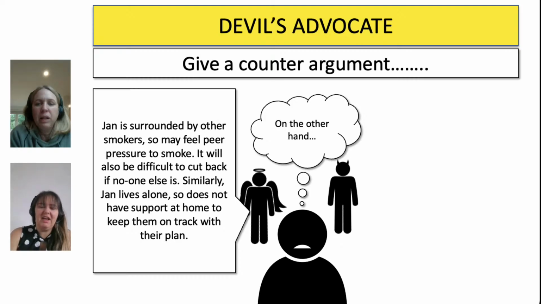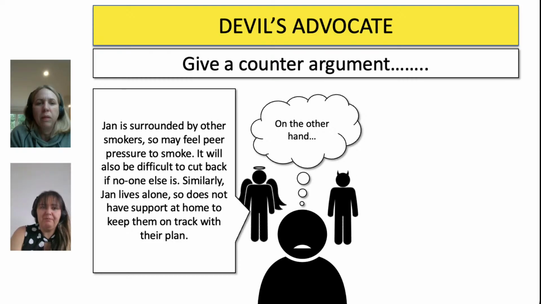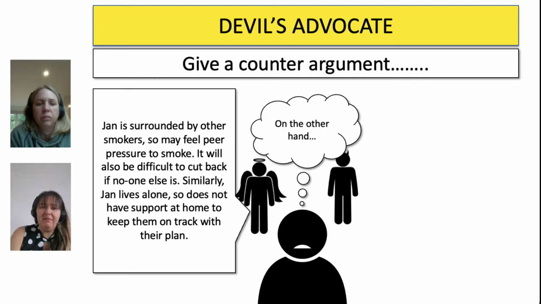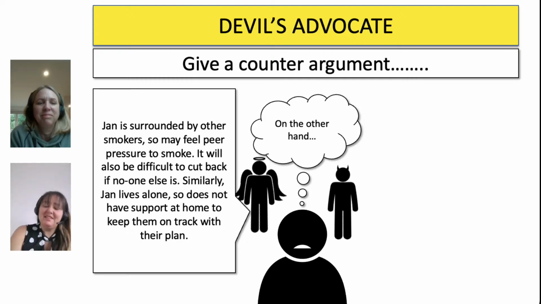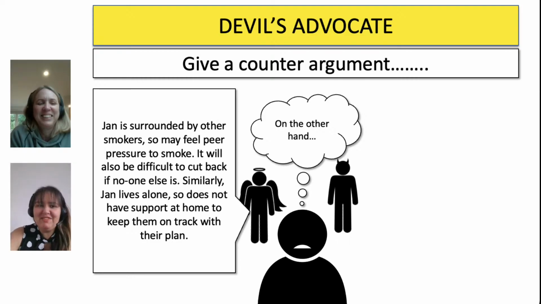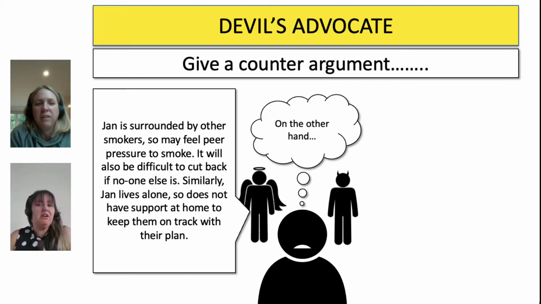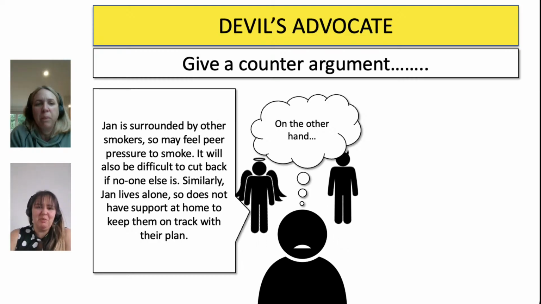Let's have a quick look. So Jan is surrounded by other smokers, so may feel peer pressure to smoke. It will also be difficult to cut back if no one else is. Similarly, Jan lives alone, so does not have support at home to keep them on track with their plan. On the other hand, so what could we put on the other hand to this one?